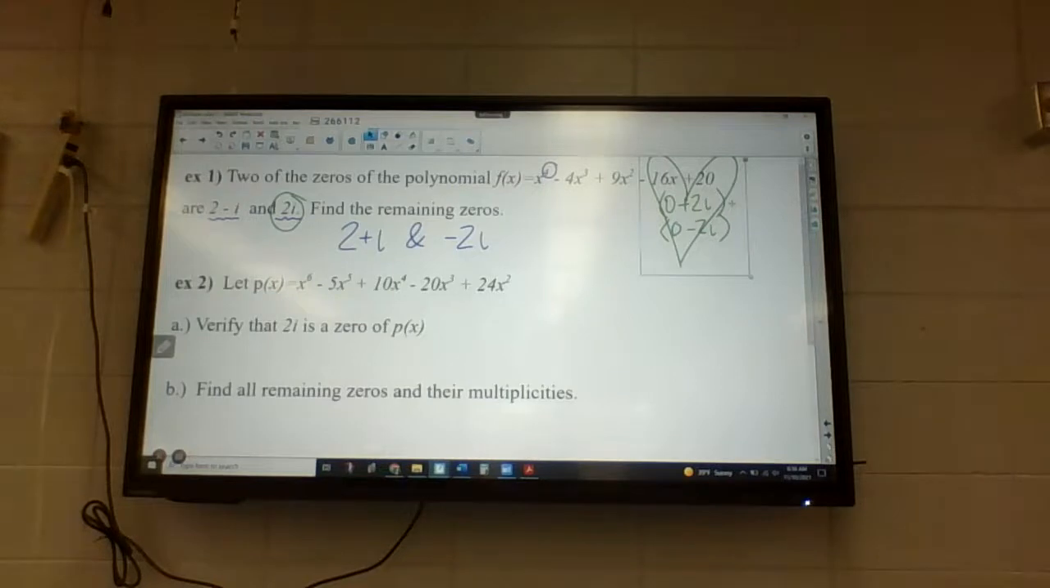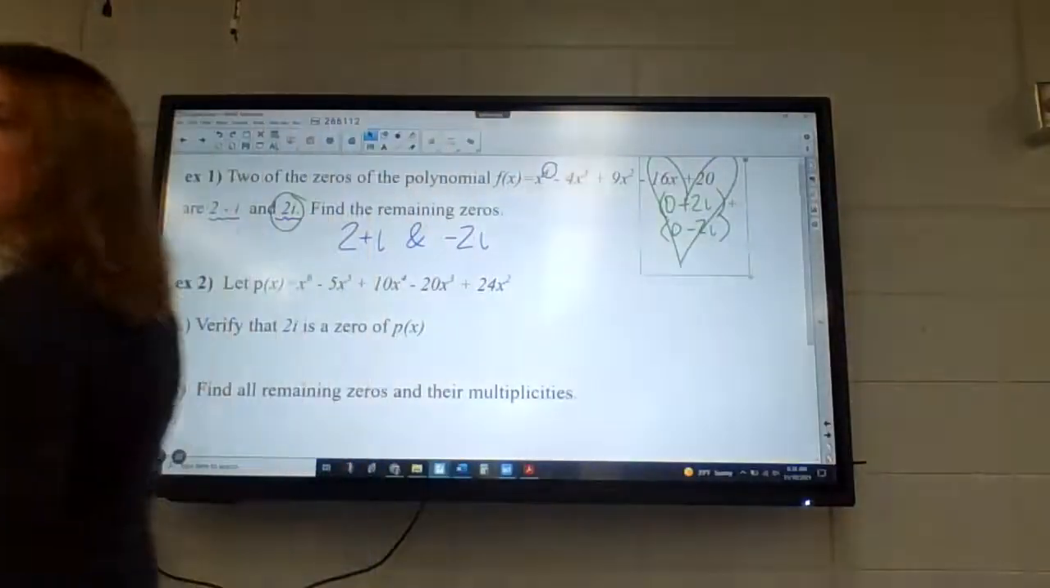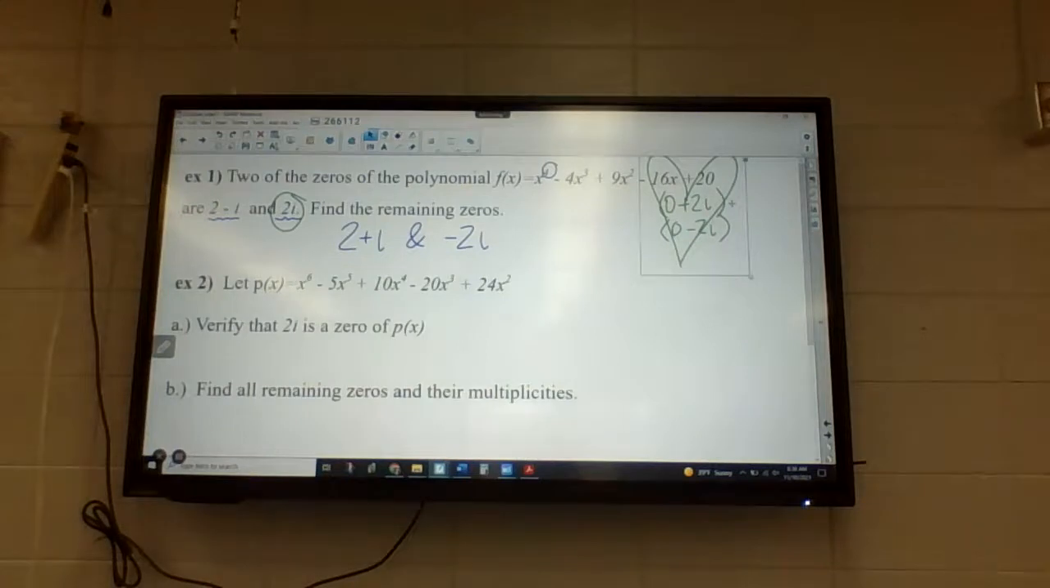Okay. Do you guys remember how we can verify something's a zero? We did this a few chapters ago. If you put it in, then the equation equals 0. Yes, if you put it in, the equation will equal 0. Or it has a remainder of 0.